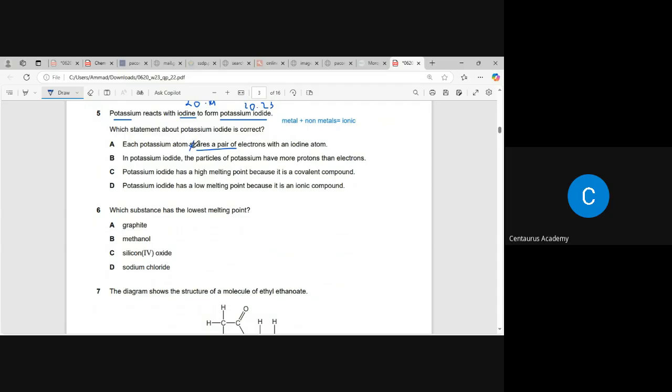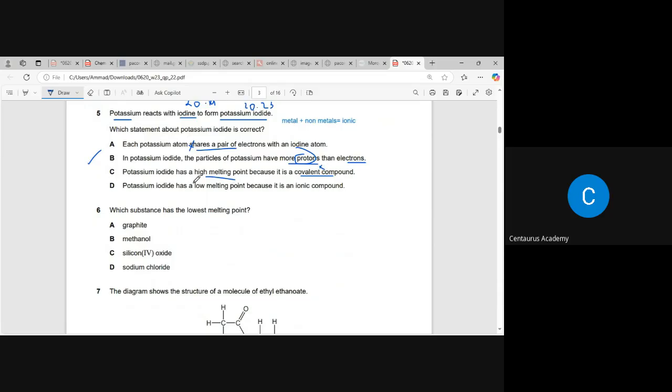Then the next statement: the particles of potassium have more protons than electrons. Yes, it is going to lose an electron, so obviously it would have more protons. So B can be the right statement. The next one says it has a high melting point. Yes, it does, but because of being an ionic compound, not because of being a covalent compound. So the second phrase here is absolutely incorrect.